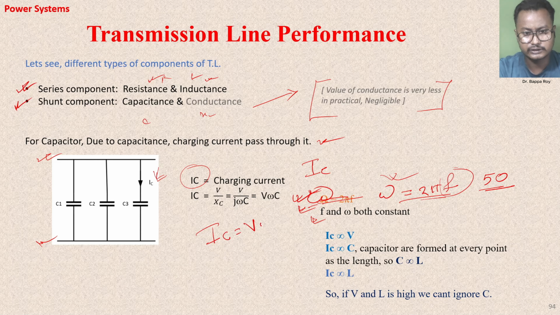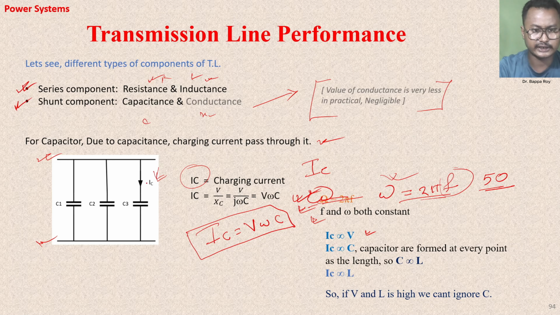So from this equation, IC is equal to V omega C. We can see IC, the charging current of the capacitor, is directly proportional to voltage. If voltage increases, IC will also increase. If voltage decreases, IC will decrease. And omega is constant, so IC is also directly proportional to the capacitance.